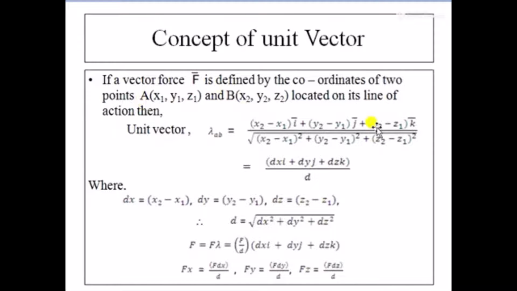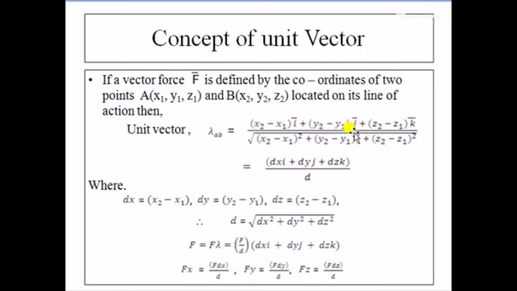So if we have to calculate the unit vector for that particular force which is passing through the coordinates A and B, we get the unit vector and it can be represented with the formula x2 minus x1 into i bar. This is the vector component, the unit vector component, which is represented with respect to the x-axis.